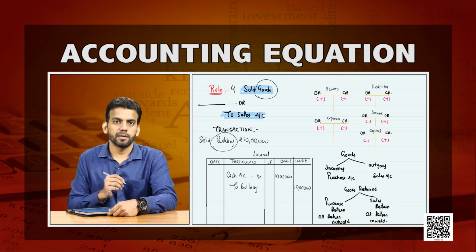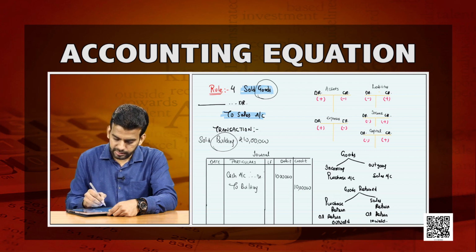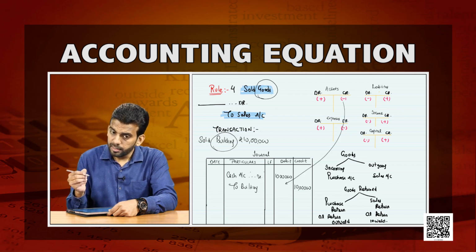You sold building, building is an asset, asset is decreased, and whenever asset decreases, it is credited. And when cash comes, cash is an asset, it is increasing, and whenever asset increases, it is debited. This is how we make journal entries for sold goods or any other asset.